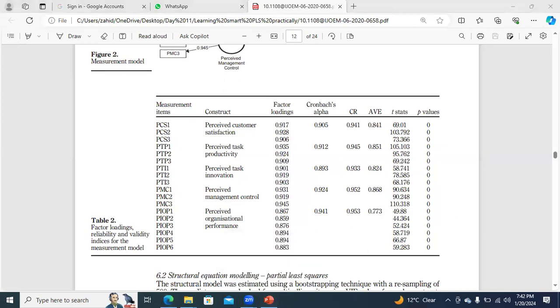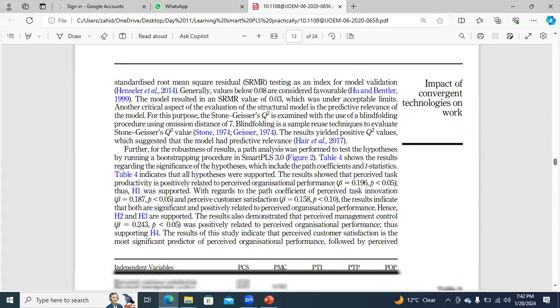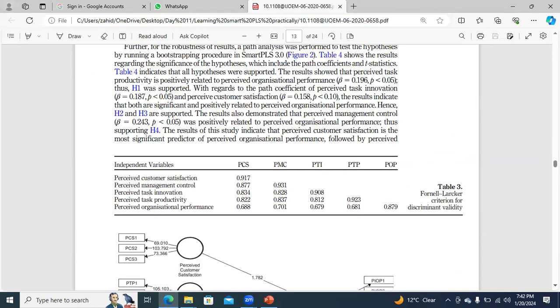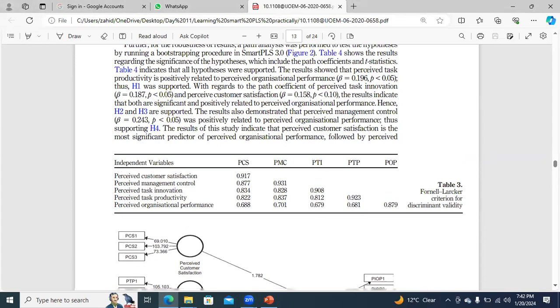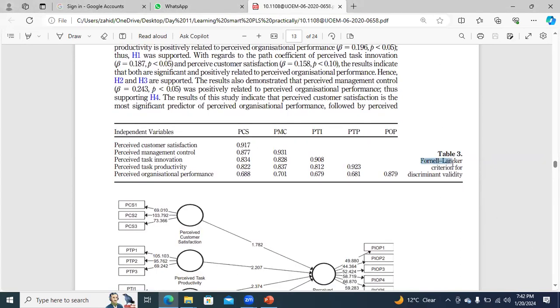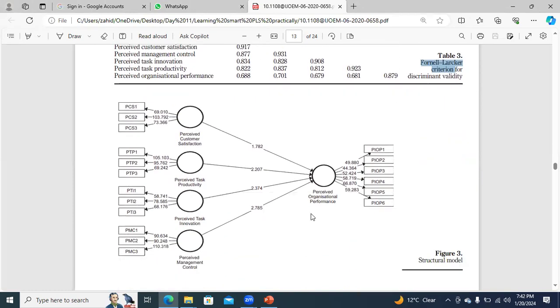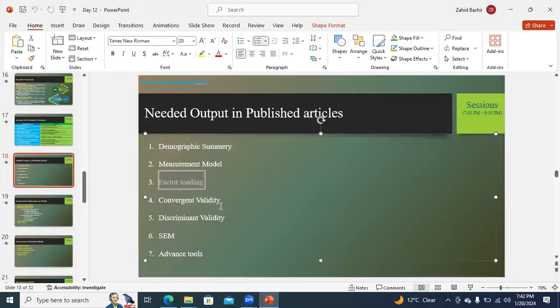Then after factor loading, you need to have some validity criteria like convergent validity and discriminant validity. Fornell-Larcker criteria is basically discriminant validity. I will let you know how it is considered. And this is the SEM model. You can see here the SEM model at the sixth number. So you may have discriminant validity, you may have convergent validity.